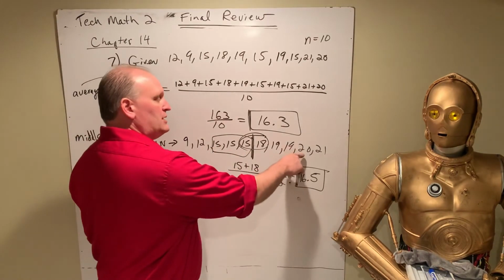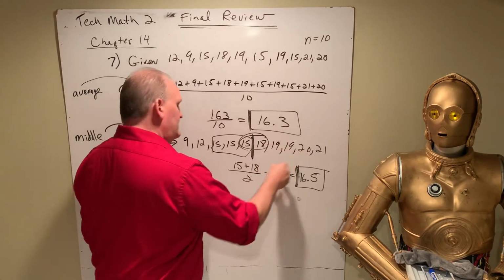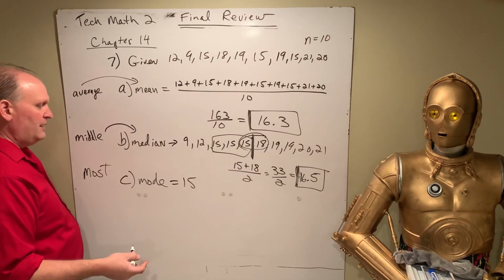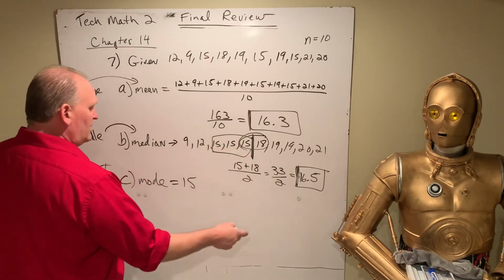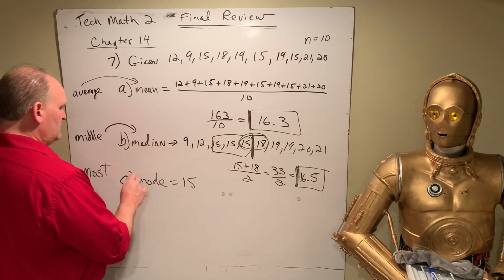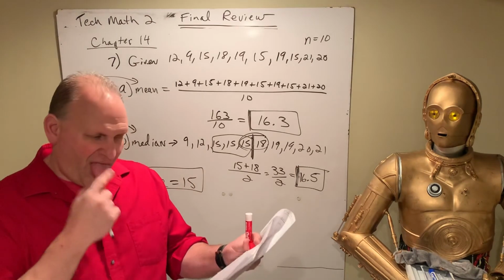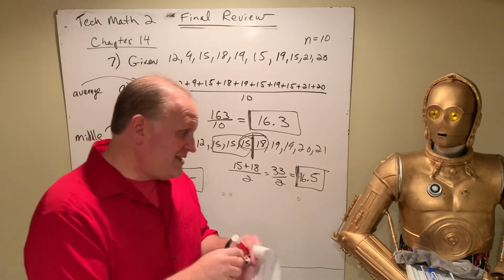If there was a third 19, if it would have been 19, 19, 19, then we would have put them both down. If it's a tie, you put them both down. If there aren't any repeats at all, then we just say no mode. So we don't write down every piece of data and say, oh, look, it was a 10-way tie. All right? So that is everything.